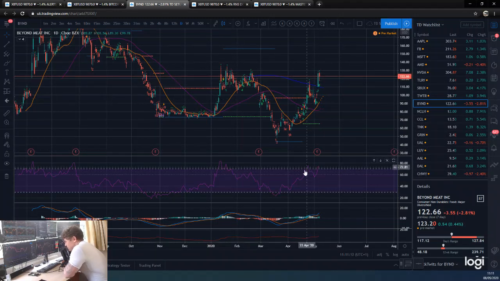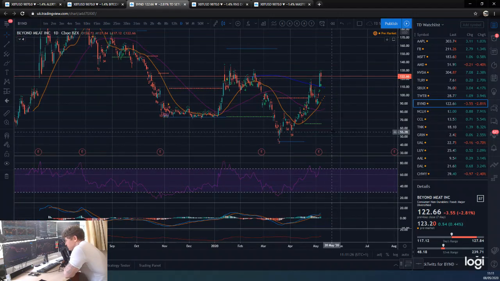Looks like we potentially got a bit of a double top in this RSI now, and MACD is still looking okay, so that's not too bad. But potential double top and moving out of this bullish area, so that could signal some weakness. So we'll see what happens.